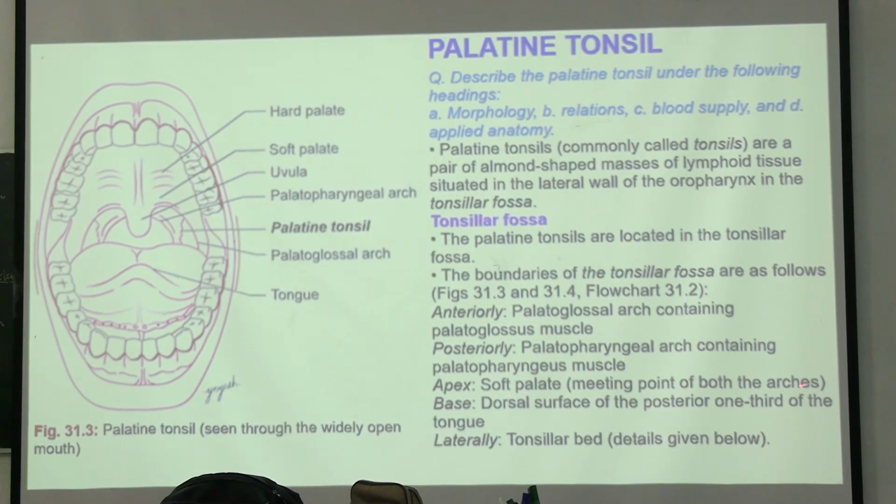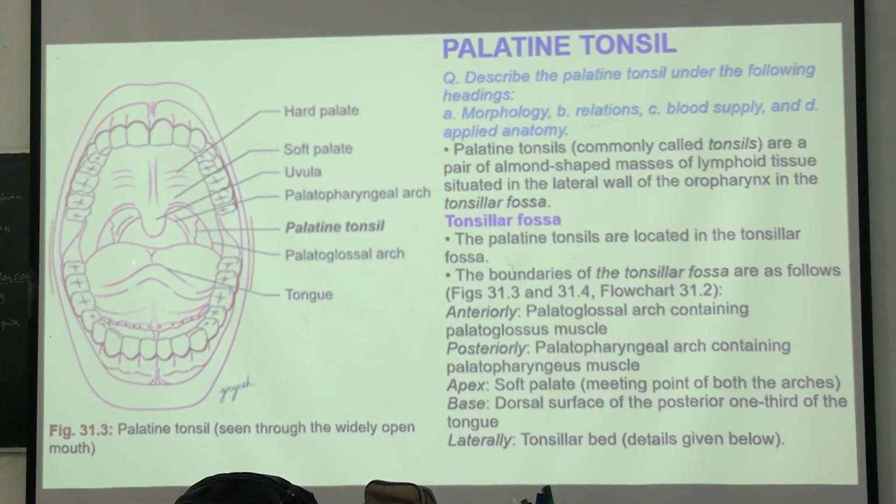the meeting point of both arches. This is the hard palate, this is the soft palate. Now, the base: the dorsal surface of the posterior 1/3 of the tongue. Laterally, the tonsillar bed.